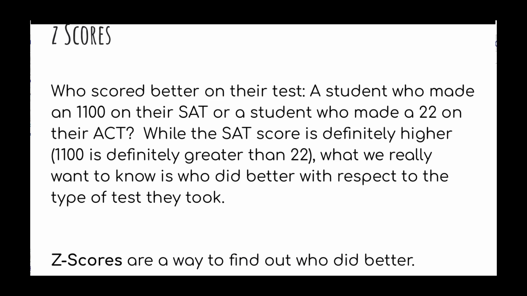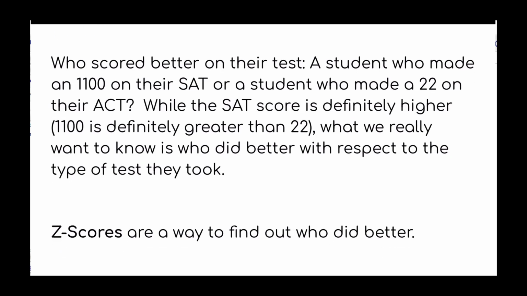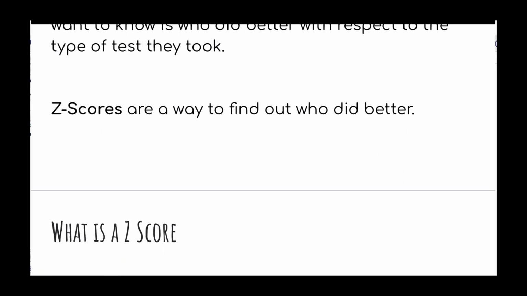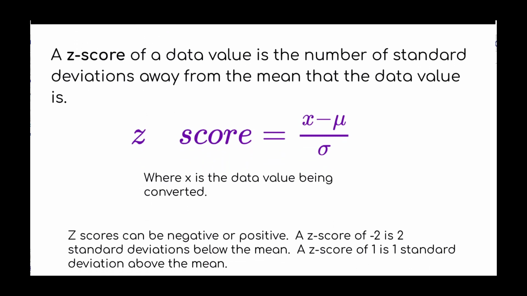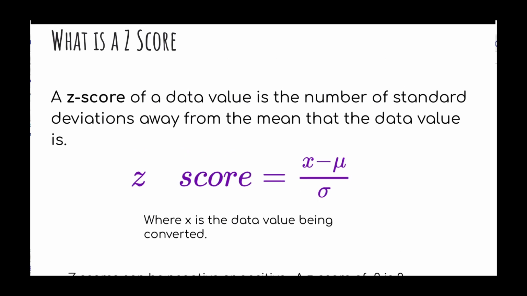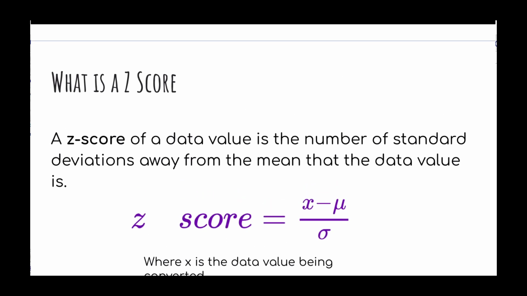So this is where z-scores come in. They can be a way for us to make comparisons of things like this that are calculated on different types of scales. So z-score, what is it? A z-score of a data value is the number of standard deviations away from the mean that a data value is. There is a formula here, but let me just kind of draw a number line here.